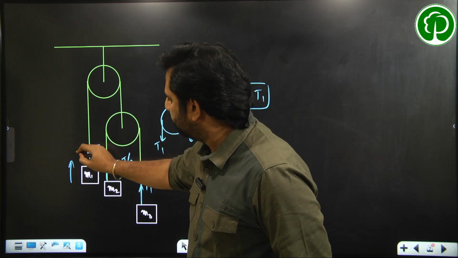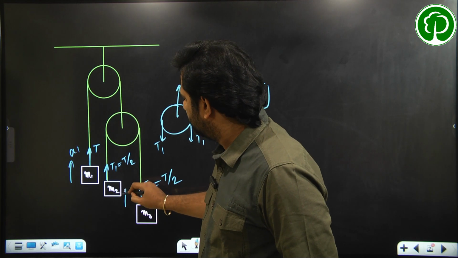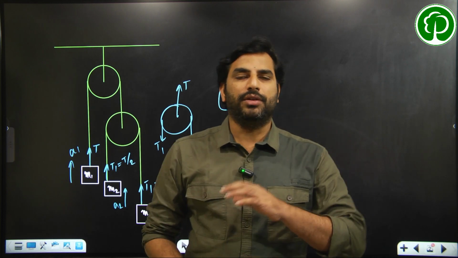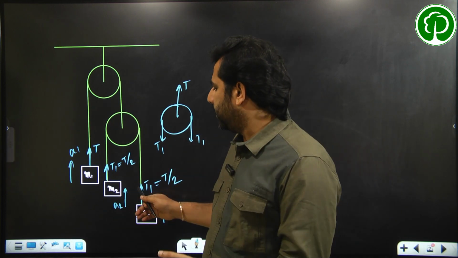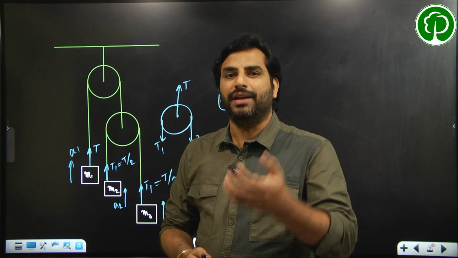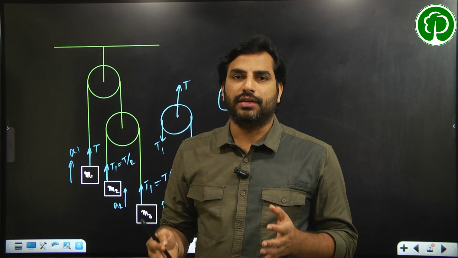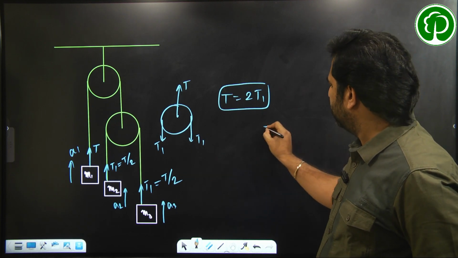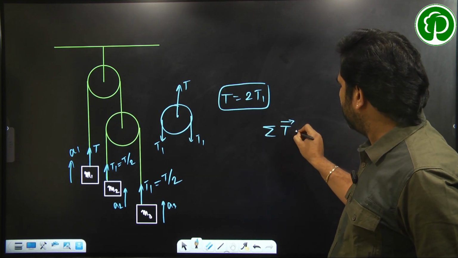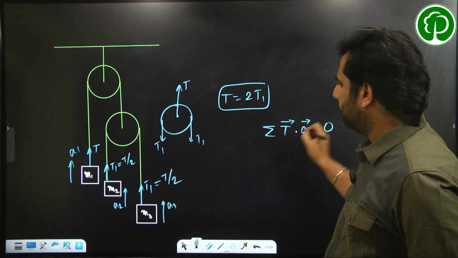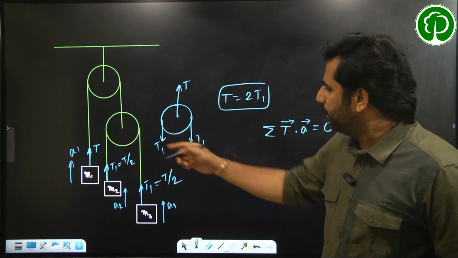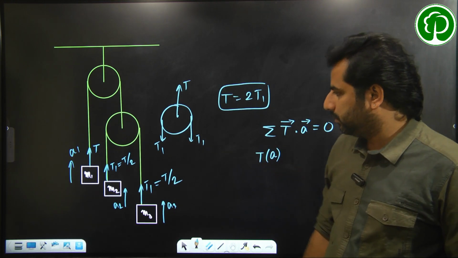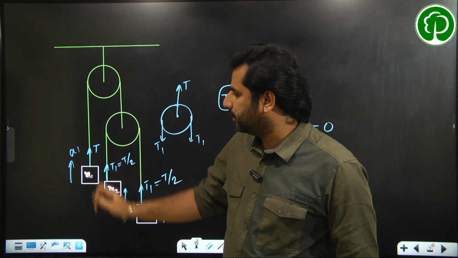So consider the acceleration of M1 is A1 up, M2 is A2 up, M3 is A3 up. I'm not bothering about the respective directions of accelerations, because the final answer will tell me the exact direction of accelerations of M1, M2 and M3. Now apply sigma T bar dot A bar is 0. So the work done on M1 by the tension is T into A1, because the angle between tension and acceleration is 0.